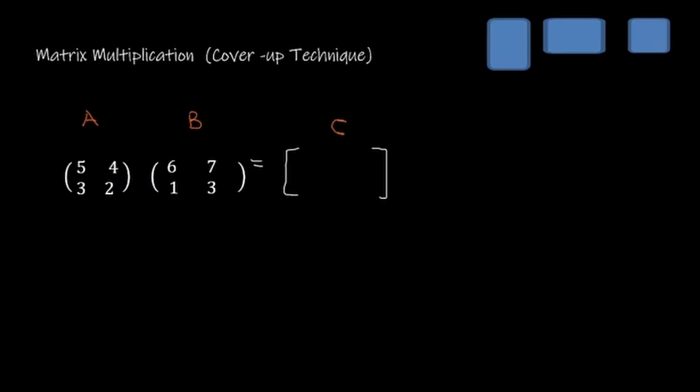So here I have two matrices, A and B, and what I want to do is multiply these two matrices to get a third matrix, which I'm going to call matrix C. So let's just identify the elements of C. Let's call them C1, C2, C3, and C4. So how do I get C1? Well, typically I would take row 1 of matrix A and column 1 of matrix B, and I would multiply those together. So C1 would be equal to 5 times 6 plus 4 times 1, and that would be equal to 34. So C1 would then be equal to 34.